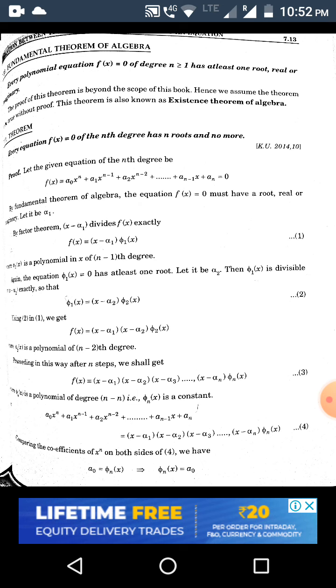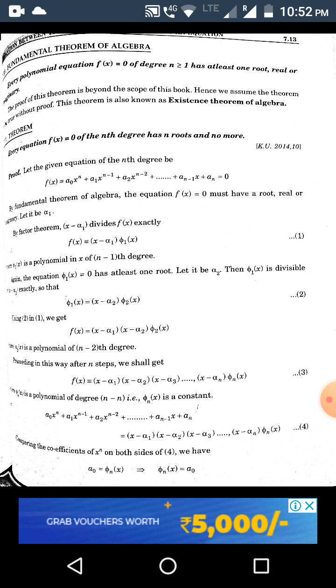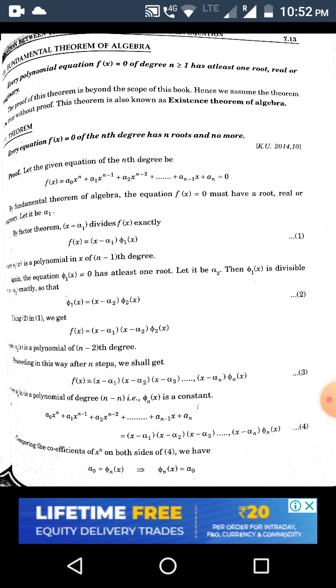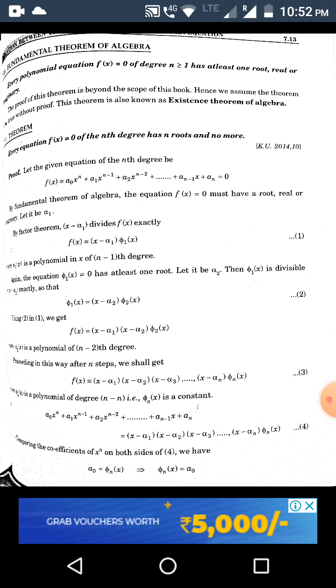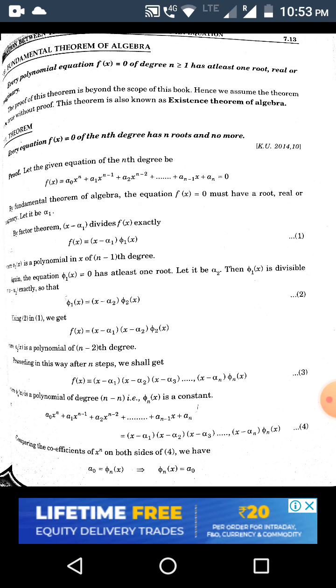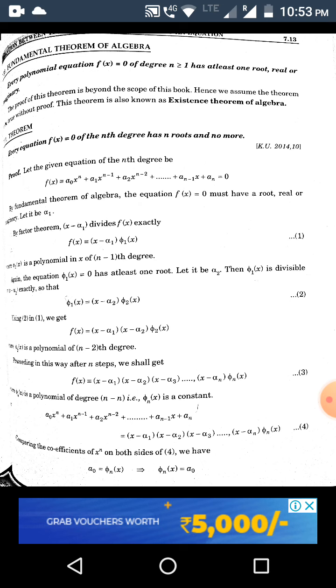First of all, we consider a polynomial equation of degree n, f(x), which is a0 x to the n plus a1 x to the n minus 1 plus a2 x to the n minus 2 and so on up to an, equal to 0, where a0, a1, a2, an all are the coefficients of the polynomial equation. As the fundamental theorem states, every polynomial equation of degree greater than or equal to 1 has at least one root. So by that theorem, this equation also has a root. Let us suppose that root is alpha 1.